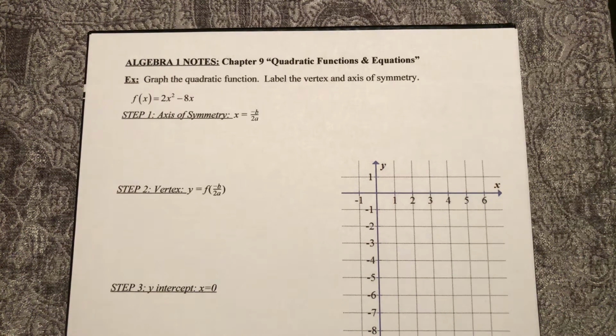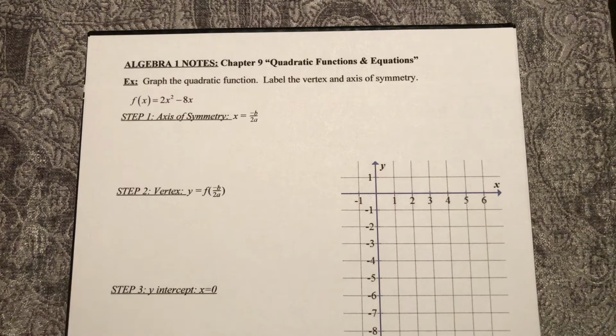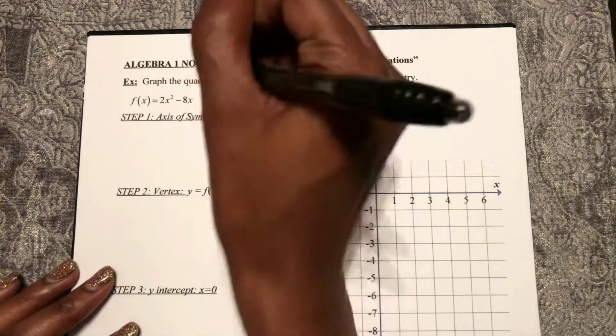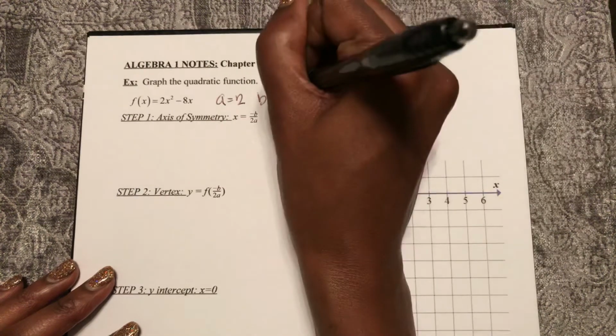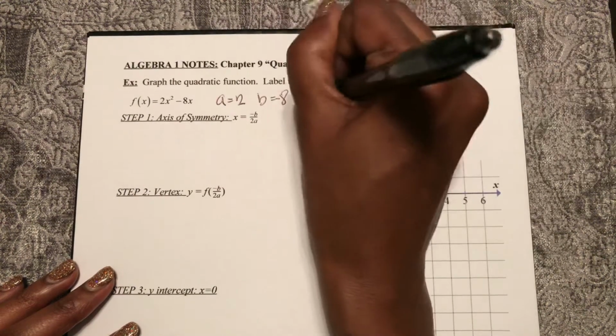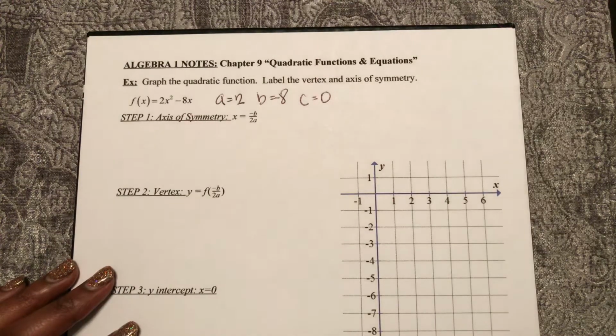Let's graph one more quadratic function and label the vertex and axis of symmetry. So here our function is f of x equals 2x squared minus 8x. That means a is 2, b is negative 8, and c is 0 because there's no constant added on the end.